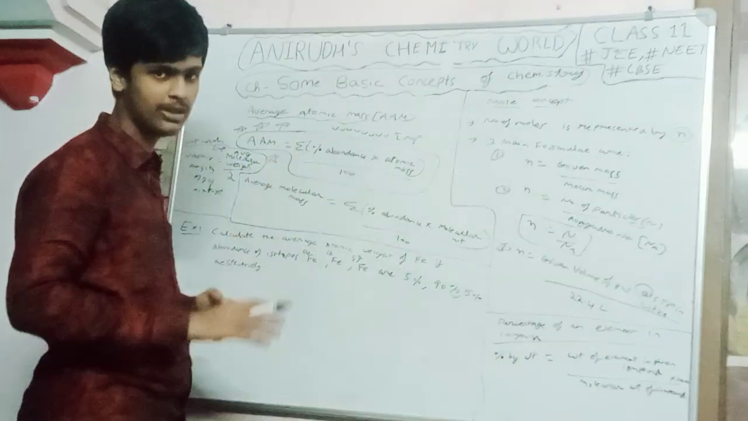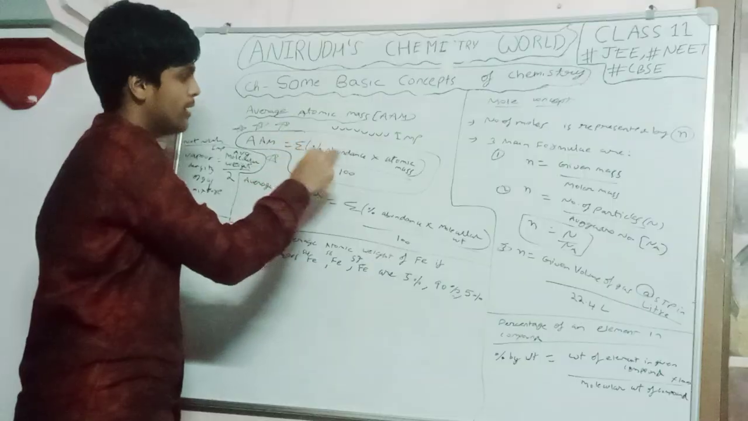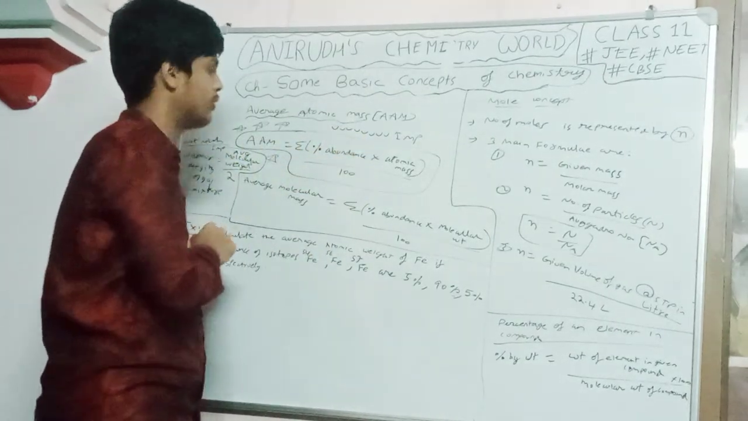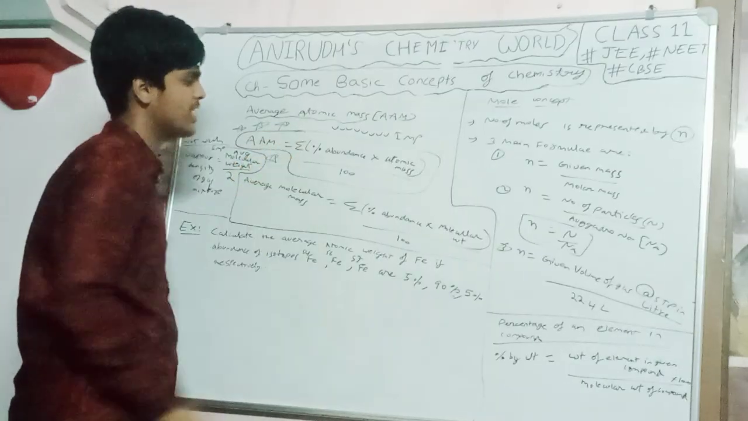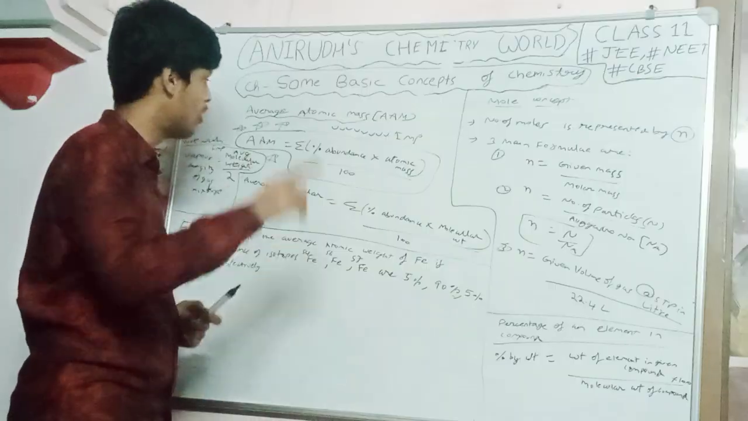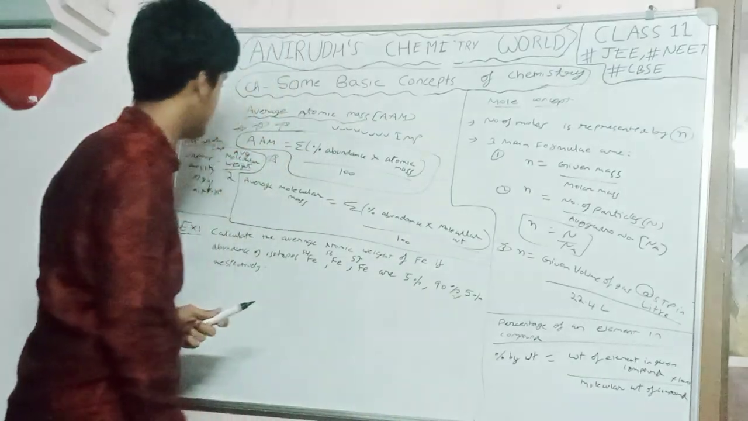Let us repeat 3 times. Average atomic mass is equal to sigma, summation of percentage abundance into atomic mass by 100.